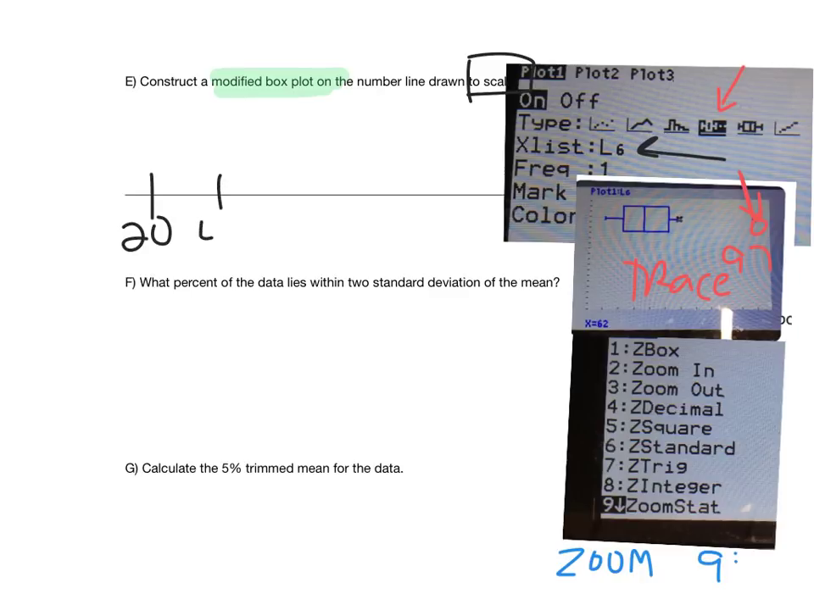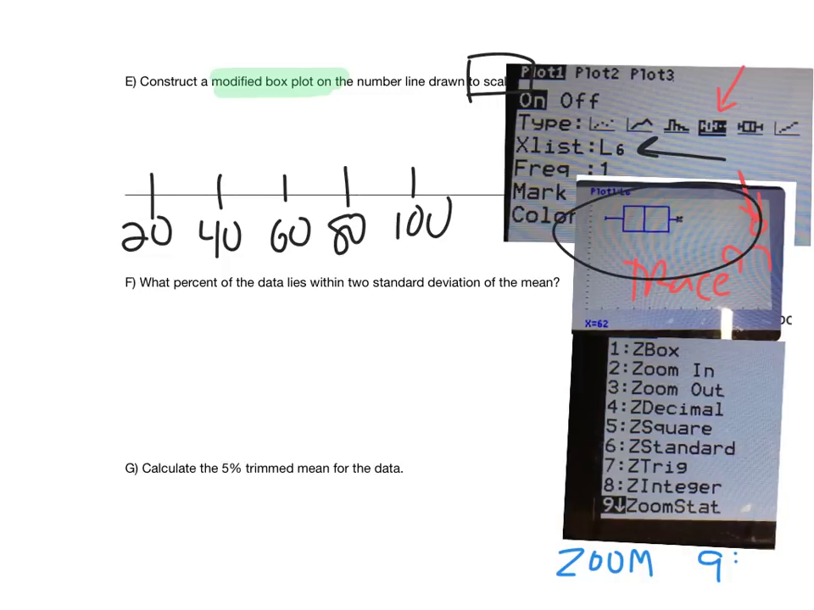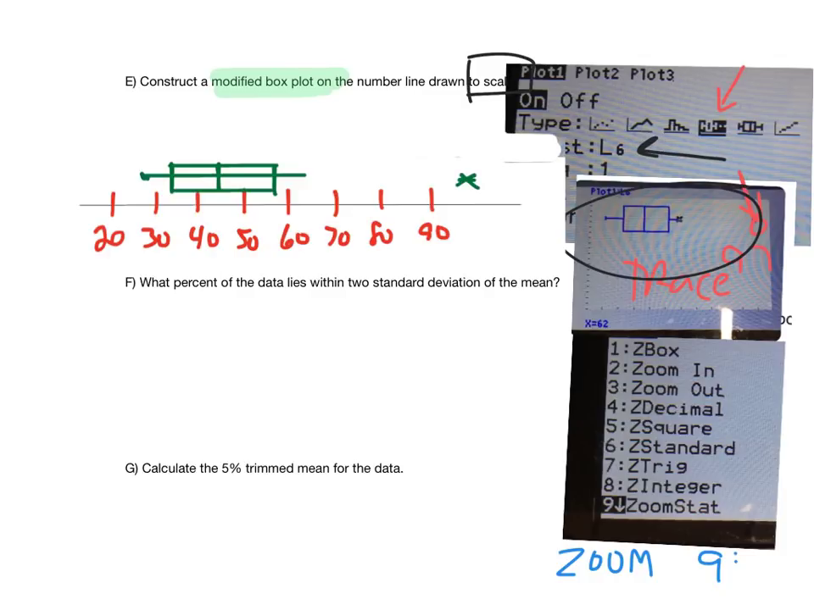So I'll break my number line up by 20s, as long as you choose a consistent interval. So here's what our modified box plot looks like on the calculator, and we'll draw it like this. It does have to resemble the graph on the calculator, and I just chose to go up by 10s to show you that it doesn't matter as long as you stay consistent.